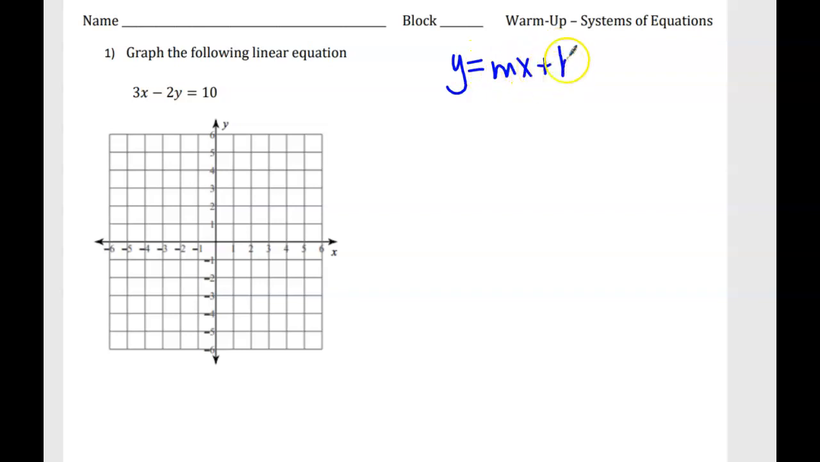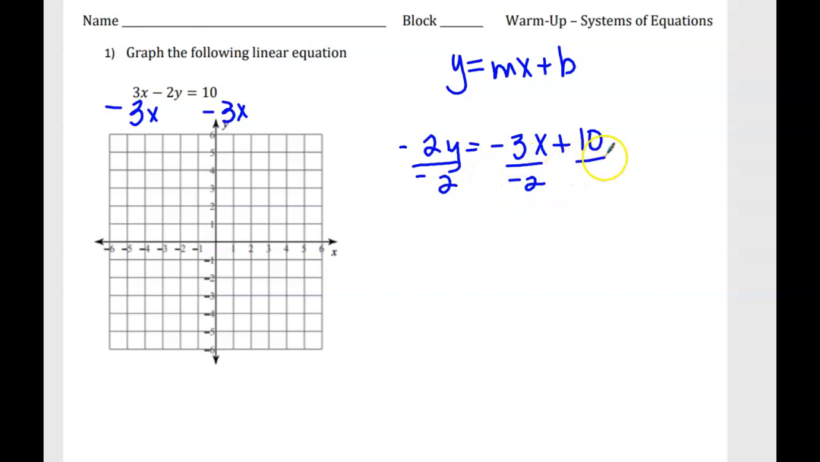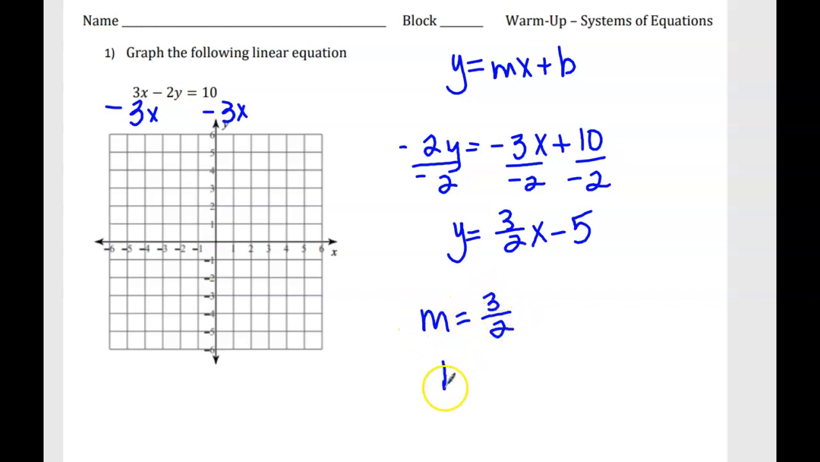All right, so I'm just going to start by subtracting my 3x from both sides, and I end up with negative 2y equals negative 3x plus 10. And then when I divide both sides by negative 2, I find my equation is y equals 3/2 x minus 5. Okay, once I'm in that form, I can easily identify my slope, which is 3/2, and my y-intercept, which is negative 5.